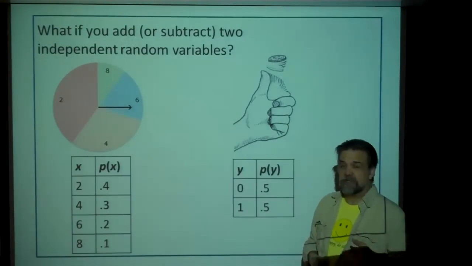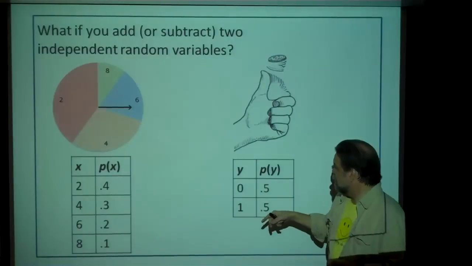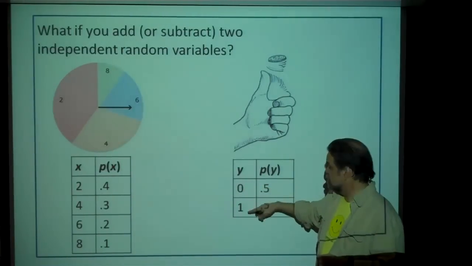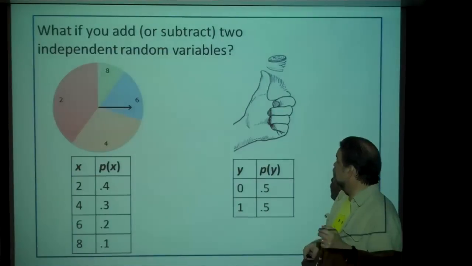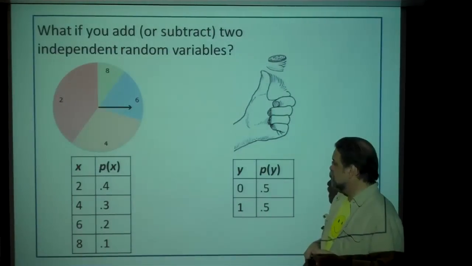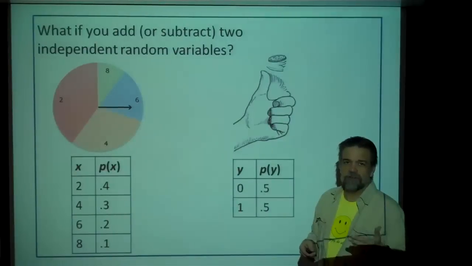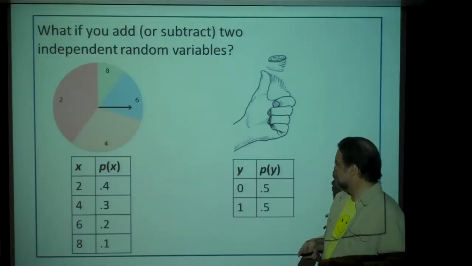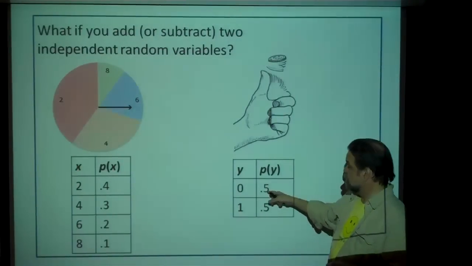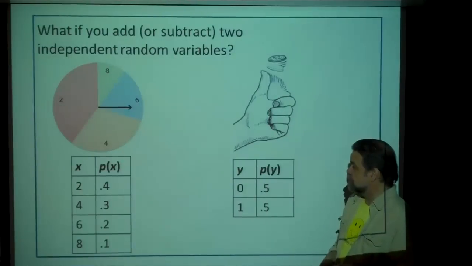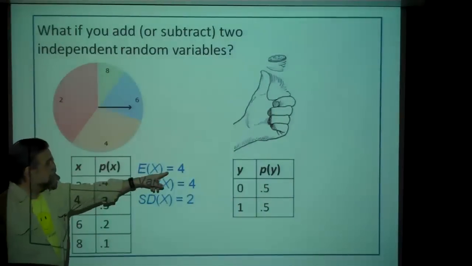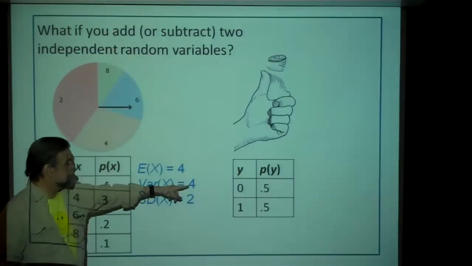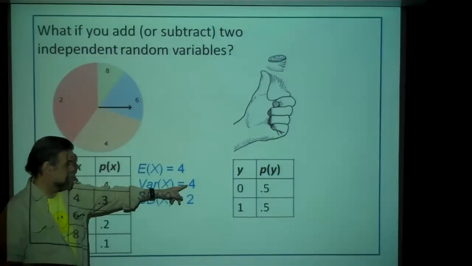We're either going to get heads or tails, and I'm going to assign 0 to heads and 1 to tails. So we're counting up the number of tails that we get from all these flips. Well, actually, we're just flipping it once, so it's either 0 or 1. Okay? And it's a fair coin, so that means there's a 0.5 probability associated with both of them. If you remember, over here, the expected value was 4, the variance was also 4, the standard deviation is the square root of 4, so it's 2.